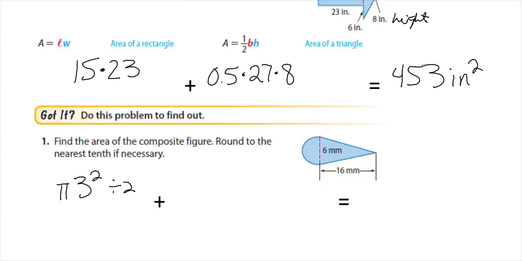And then we're going to add that to our triangle here. Our triangle is 1/2 the base times height, so 1/2 would be 0.5. The base would be 6, and the height is 16. Okay, so let's type all that in. We're going to do pi times 3 squared divided by 2, plus 0.5 times 6 times 16.